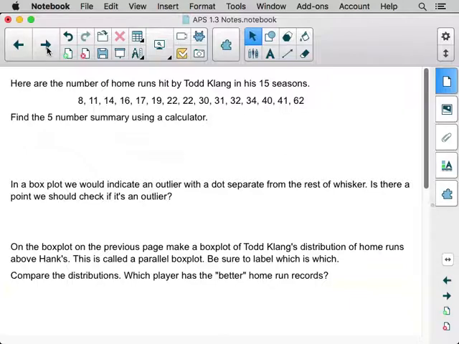So, here are the number of home runs hit by someone else, by Todd Klang. So what I want us to do is practice doing this in the calculator as well. Okay, if you need a calculator, come up and grab one from me. Otherwise, if you already have one, start typing this data in for me, please.